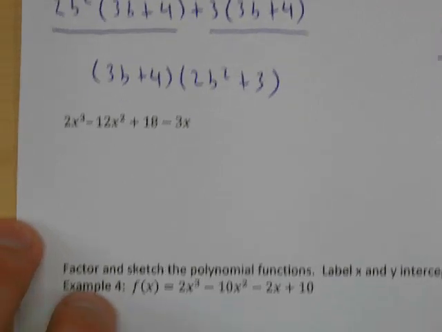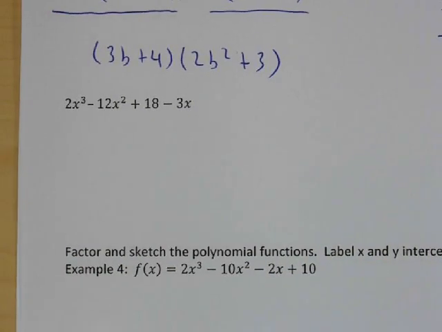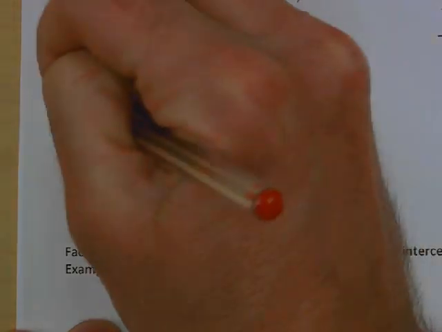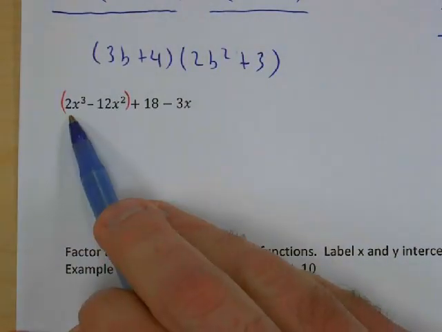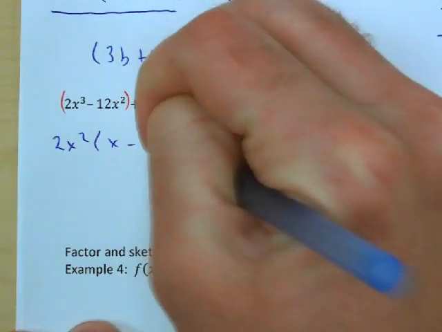All right. A couple more on this page. Next, we got 2x cubed minus 12x squared plus 18 minus 3x. Again, factoring by grouping, we want to take out a GCF from our first two terms to start. Here, we can take out a 2x squared, and that leaves me with x minus 6.